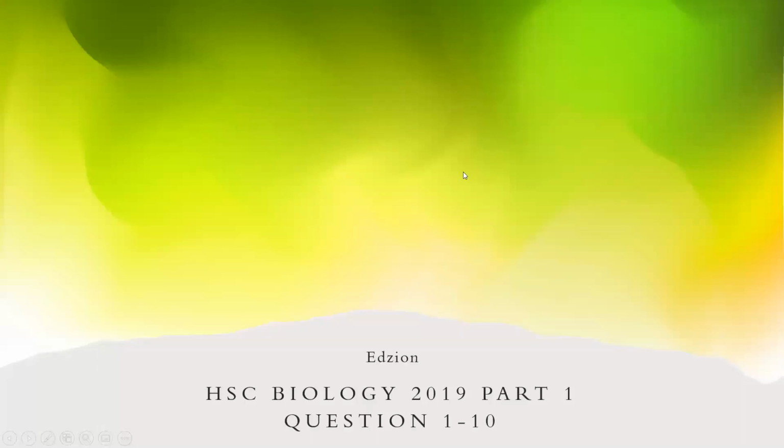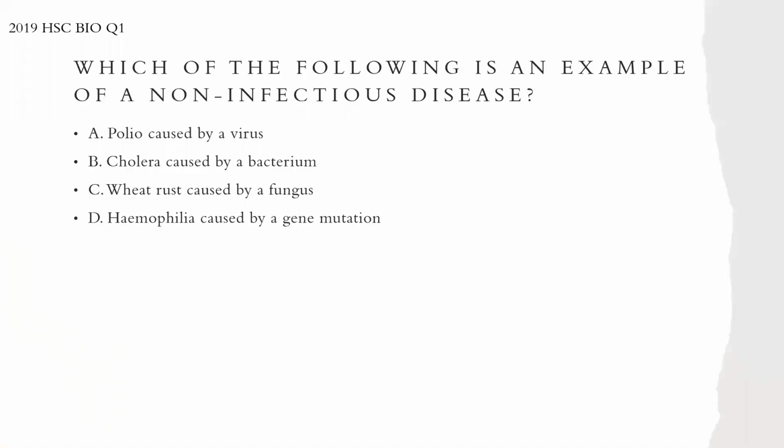Okay, so today we'll be looking at the HSC Biology 2019 paper, and we'll be looking at question 1 through to 10. So our first question is going to be, which of the following is an example of a non-infectious disease? So this is a pretty nice question to start out with. So our answer is going to be D.